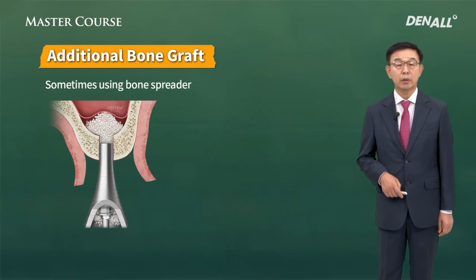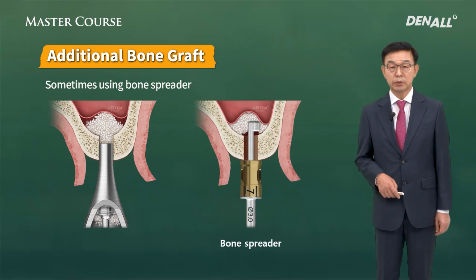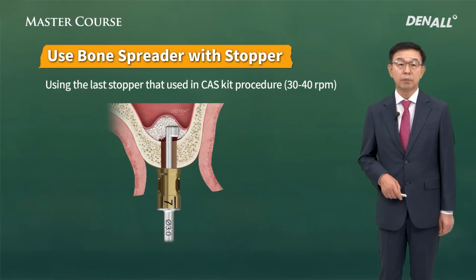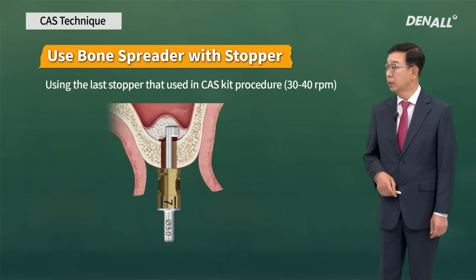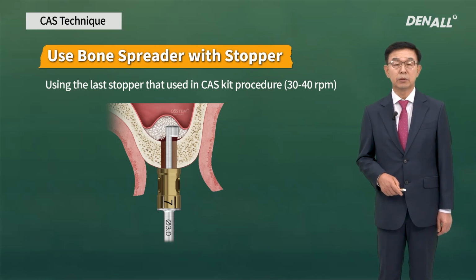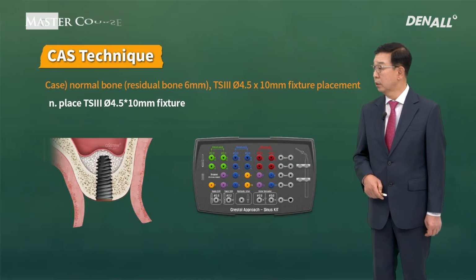After bone graft, optionally, if necessary, you can do bone spreading so that the bone graft can be positioned in the ideal position, and then the implant is placed. When you do bone spreading, you need to do it slowly, 30 to 40 RPM. After that, the implant is placed.